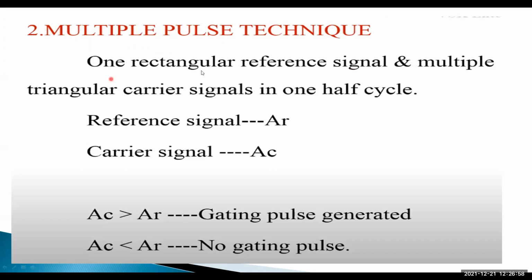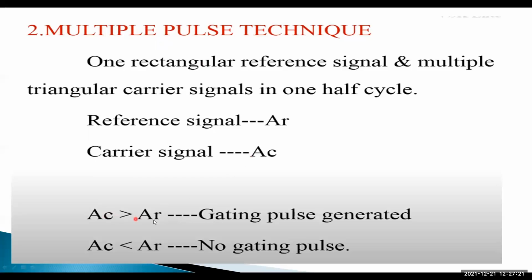One rectangular reference signal and multiple triangular carrier signals in one half cycle. Understand? So here the reference signal is denoted by AR and the carrier signal is denoted by AC. Same as the single pulse technique.